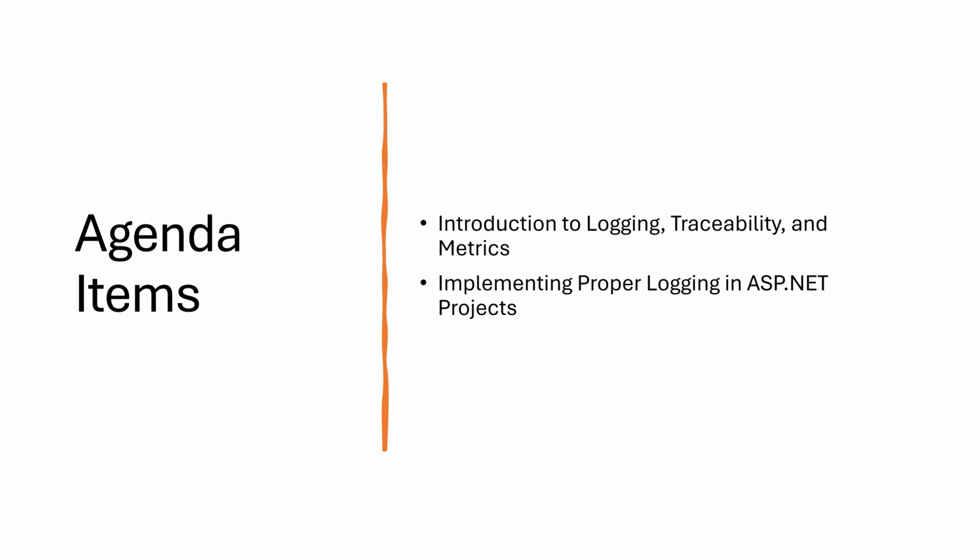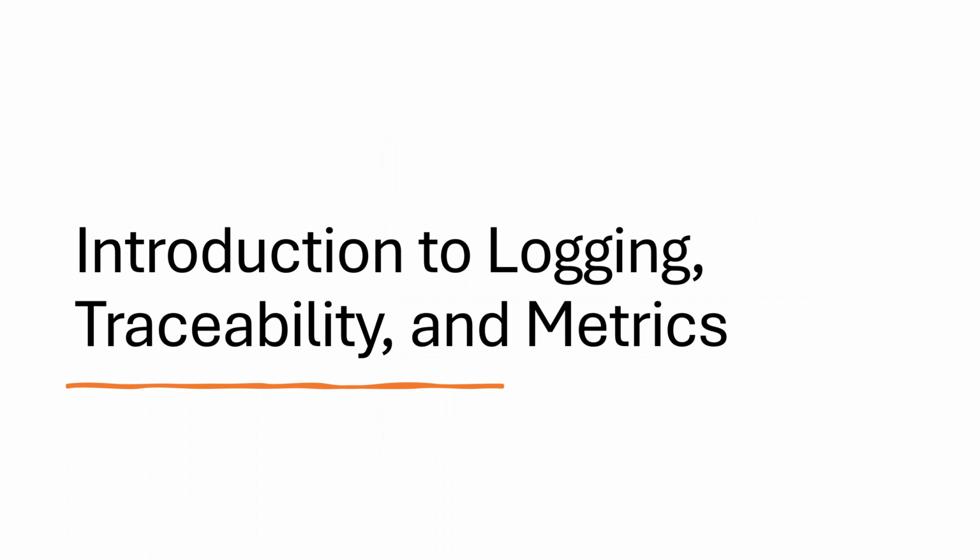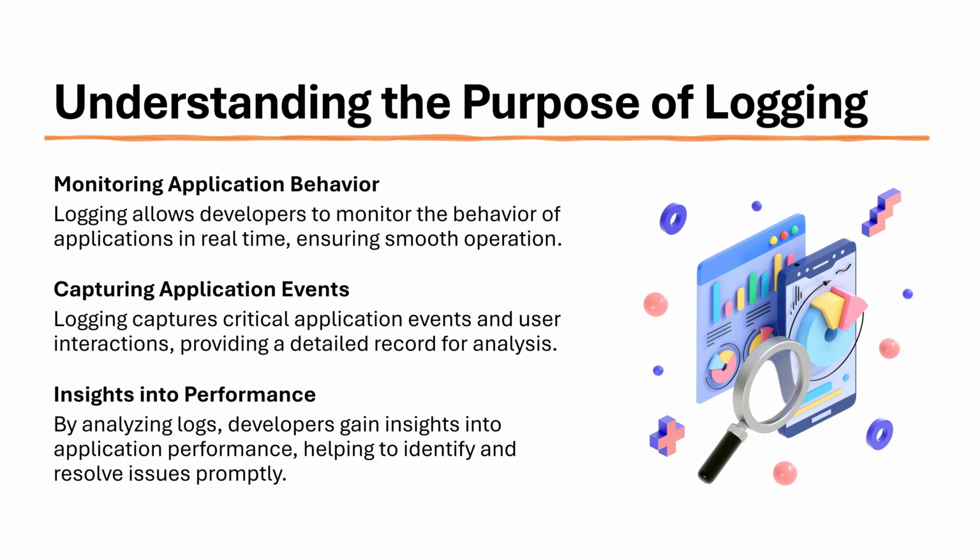Before we jump into the nitty-gritty, let's talk about three key concepts that form the backbone of robust, maintainable, and scalable applications. Think of logging as your application's diary. It records events, errors, and important information about what's happening under the hood. Logs help you debug issues quickly and provide insights into your application's behavior. Without proper logging, troubleshooting becomes a guessing game. With proper logging, we can monitor application behavior, capture application events, and have insights into performance.